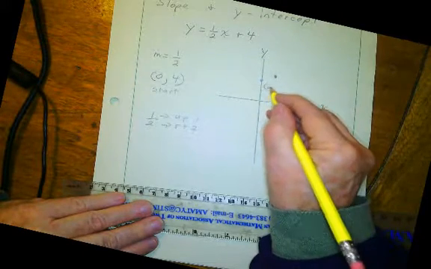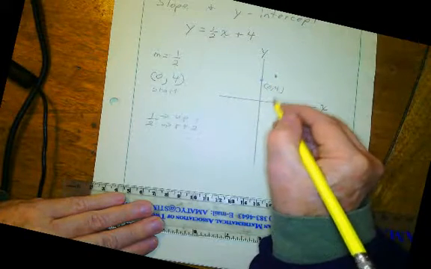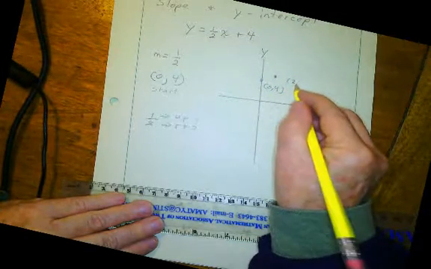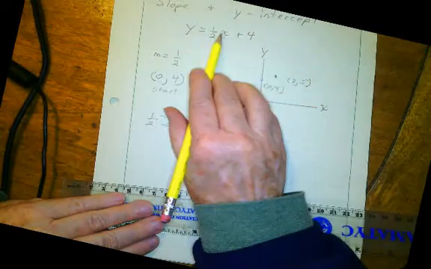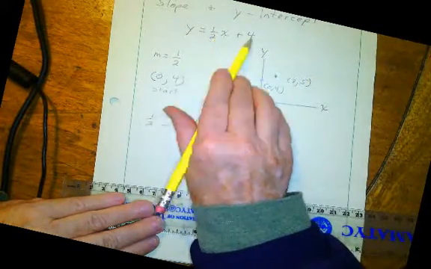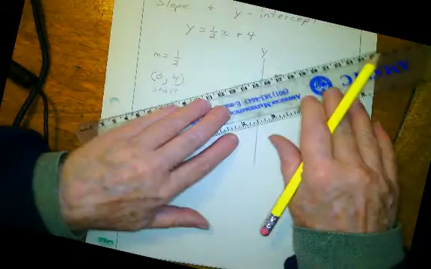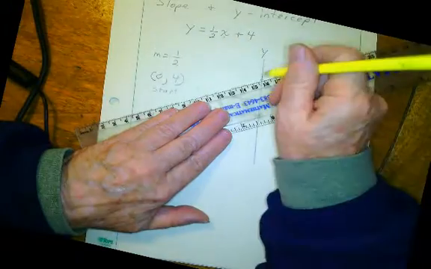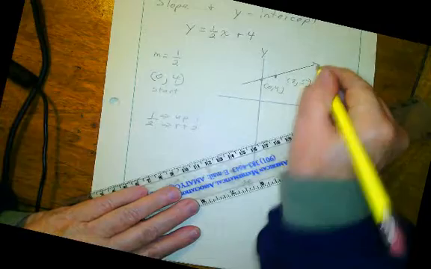And I like to write in the coordinates. And so my new point, the coordinates will be 2, 5. And then I can check that out. If I plug 2 in here for my x value, 1/2 times 2 is 1. 1 plus 4 is 5. So I know that's a valid point. So I can graph that, connect those dots, and finish that line.